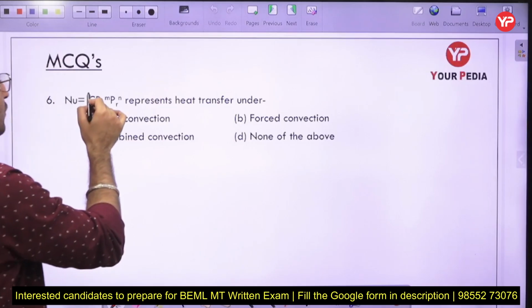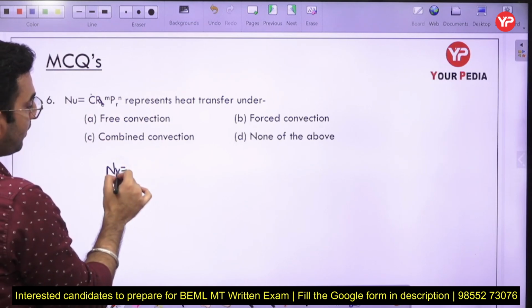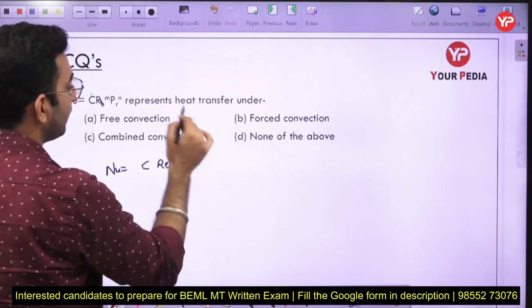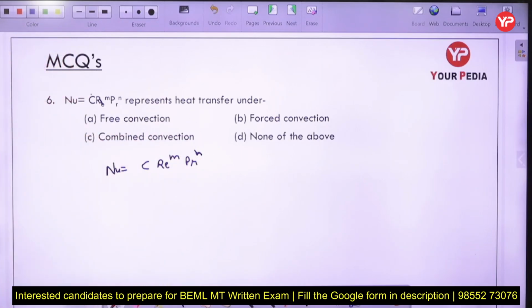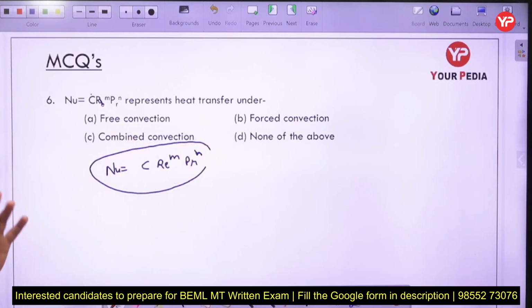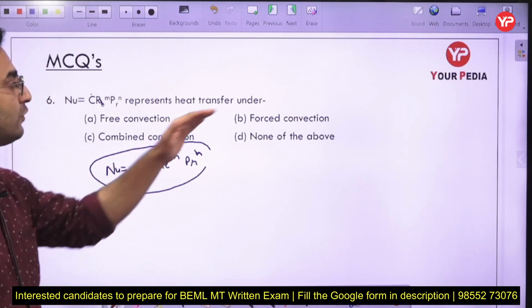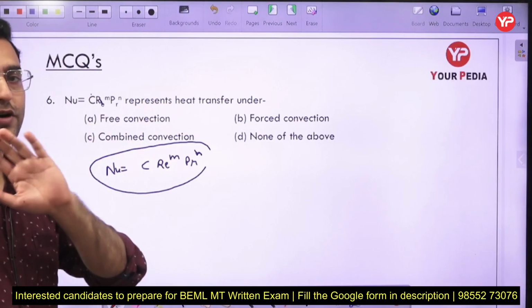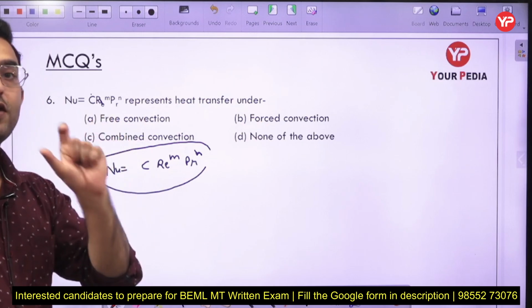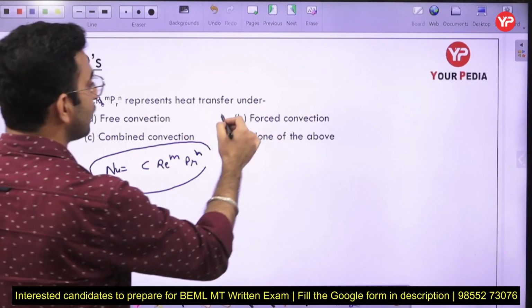Nusselt number is equal to constant multiplied by Reynolds number to the power m, Prandtl number to the power n. Okay, for which case is this equation written here? First of all you have to understand that whenever we are studying convection, there are two cases, free convection and forced convection. In the case of free convection, we have the Grashof number, we don't have a concept of Reynolds number there because velocity does not play any role. Whereas in the case of forced convection, we have a role of the Reynolds number because the velocity plays a significant role here. Okay, so I can say this is a case of forced convection.